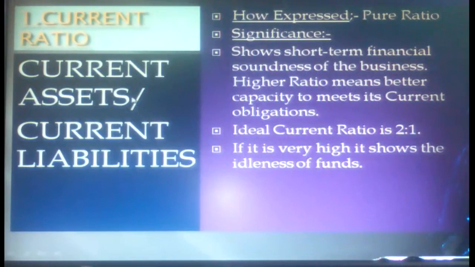What is the numerator, what is the denominator? Keep that naturally in your mind; ratios you can remember very easily. So how is it expressed here? It is expressed in the form of a pure ratio. Okay, so what is the significance?